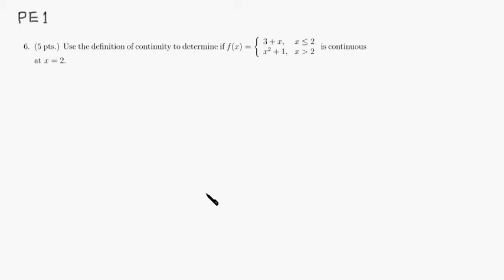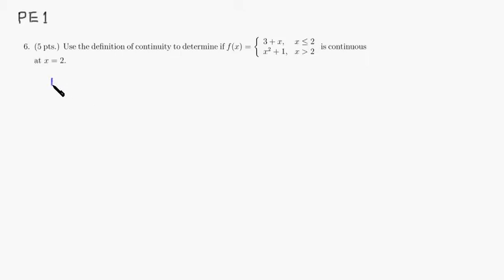Okay, let's go over practice exam number 1, problem number 6. So we have to use the definition of continuity to show whether or not this function is continuous at x equals 2. There are three things that we need to check.